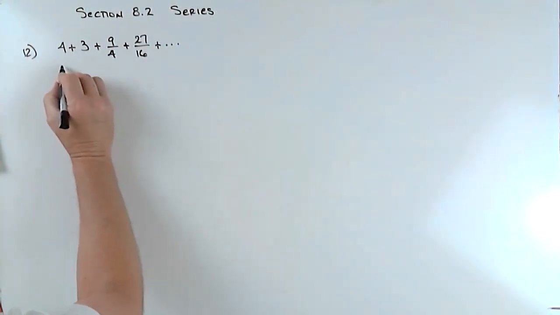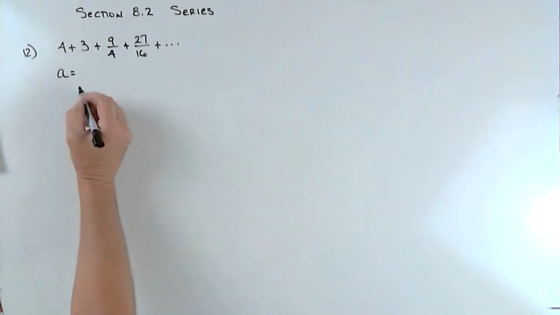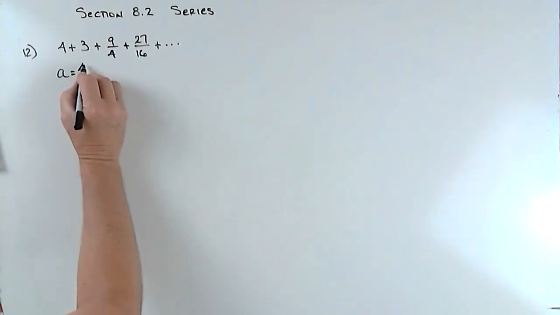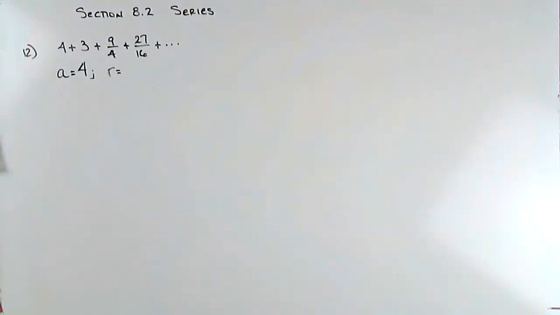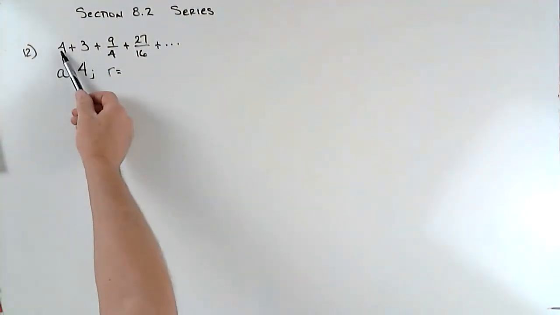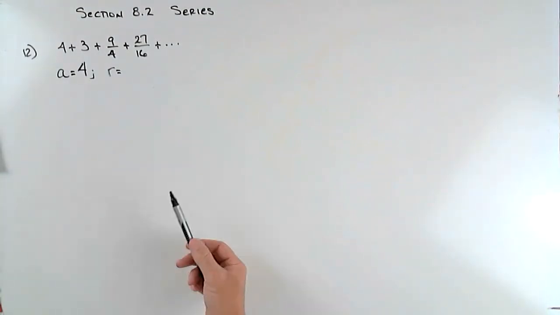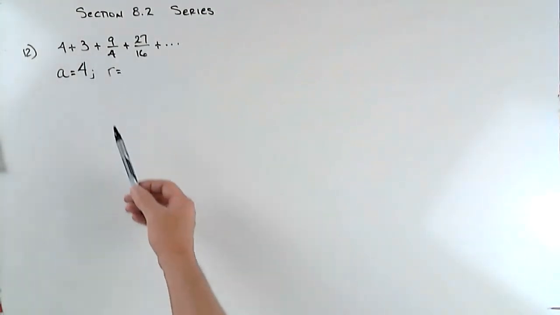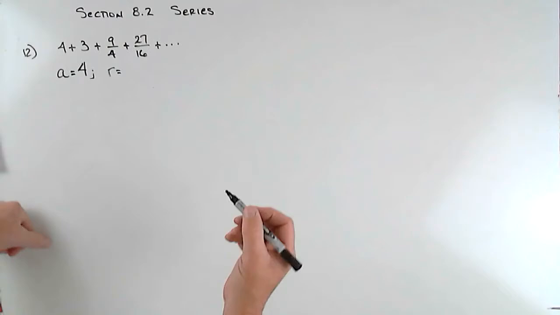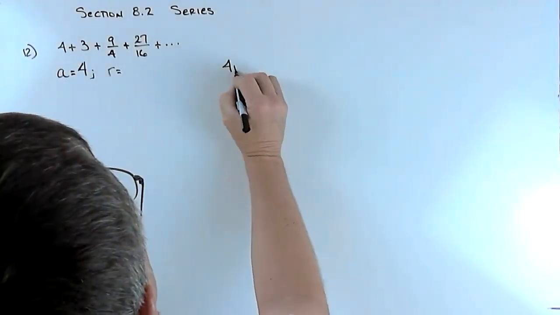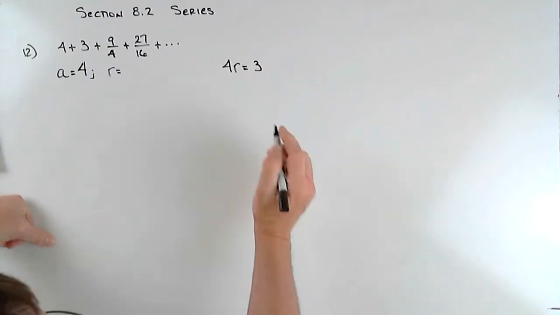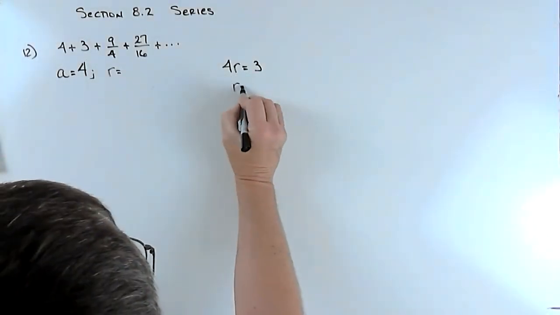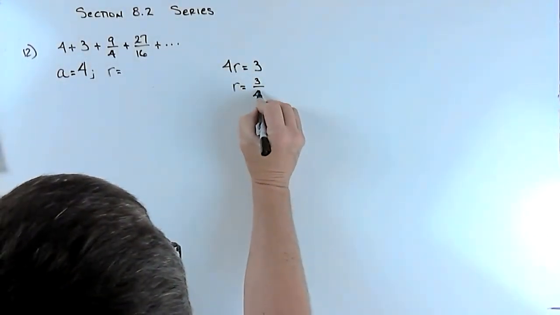Now, given it's geometric, we want to find a, that's our first term. So in this case, that's going to be 4. And we want to find r. Now, r is our common ratio. So we have to ask ourselves, what did I multiply 4 by to turn it into a 3? What did I multiply 3 by to turn it into a 9/4? Well, if we solve this, we see r equals 3 over 4.